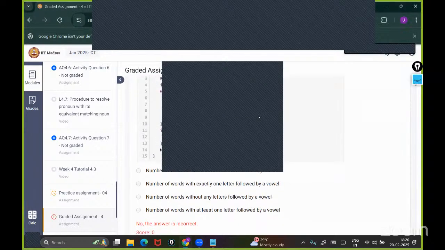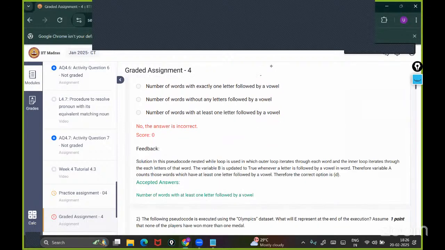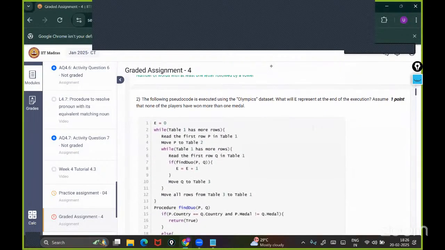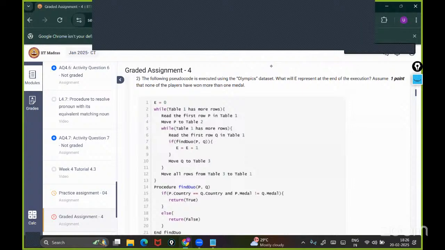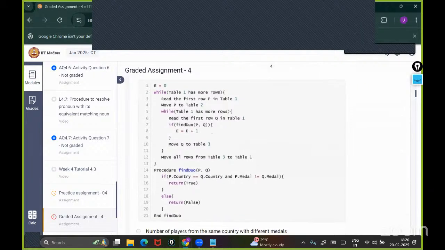Okay. So moving to the next question, people. The second question is they have mentioned we have to take the Olympics data set. So what will E represent at the end of the execution of this procedure? Okay. So again, the pseudocode is given. So people, do you want to give it a try? Shall we discuss it, or you want some time to discuss it? Let's try.